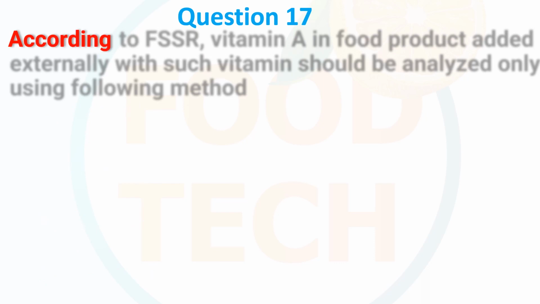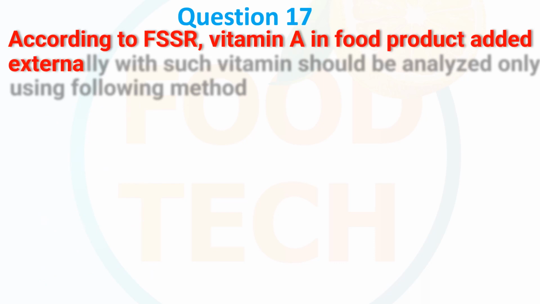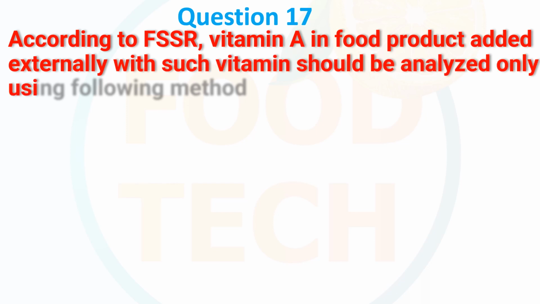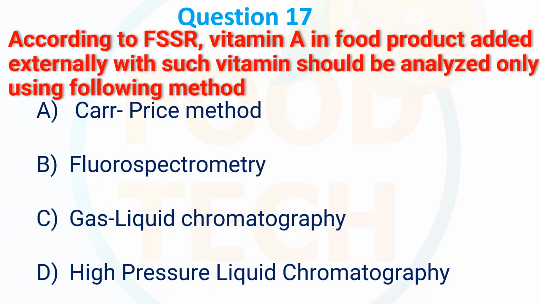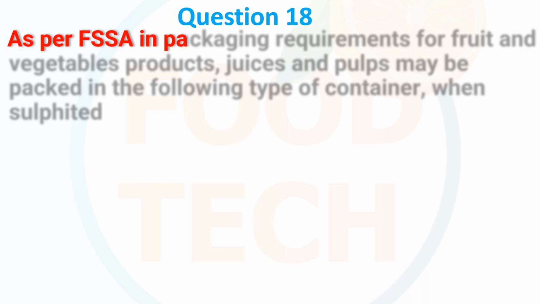According to FSSR, vitamin A in food products, added externally, should be analyzed only using the following method: A. Carr-Price method, B. Fluorospectroscopy, C. Gas liquid chromatography, D. High pressure liquid chromatography. The answer is A.